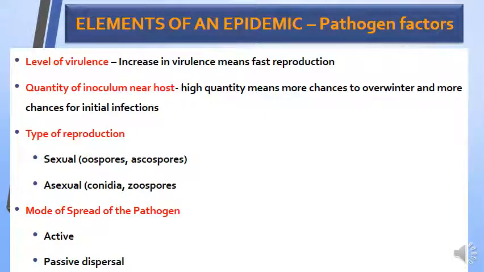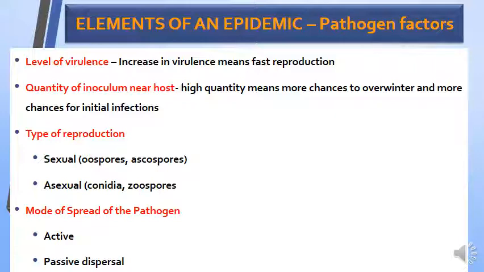The second element that can affect disease development is pathogenic factors, which include level of virulence, quantity of inoculum near the host, type of reproduction, and mode of spread of the pathogen. Level of virulence: you know that pathogen populations have different levels of virulence, but we care about the virulent strains or races because they have the ability to infect the host rapidly and to produce a large amount of inoculum. Second factor, quantity of inoculum near the host.